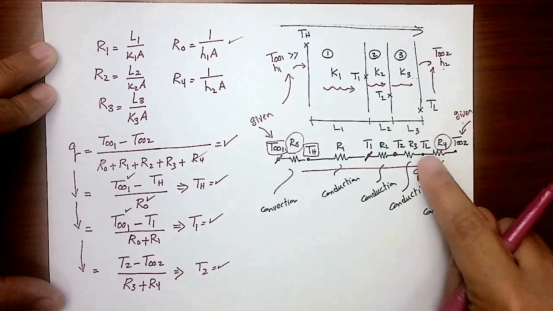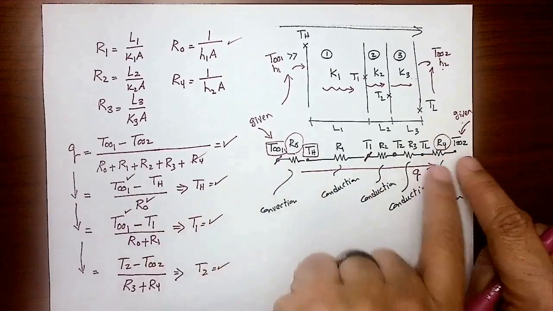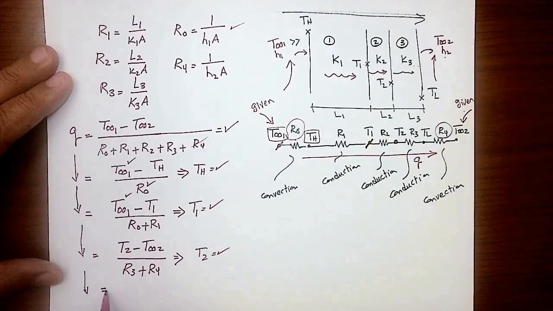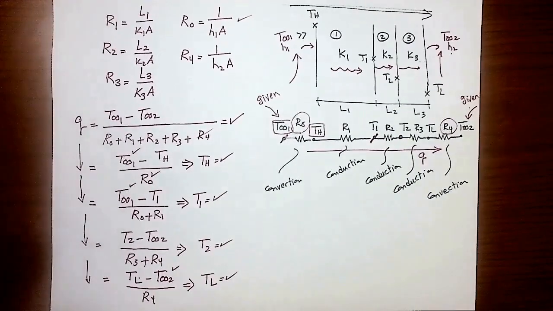Now, I want to get TL. Don't pick the large distance. Okay, choose the shortest one. So the same Q can be calculated from the ratio of TL minus T infinity 2, which is already a given value, divided by the resistance R4. I can get from this TL. And now I didn't use any single calculated temperature to calculate the next one. So if I'm messing up the calculation, it's not going to be like a dominoes game here. So it's not going to happen.